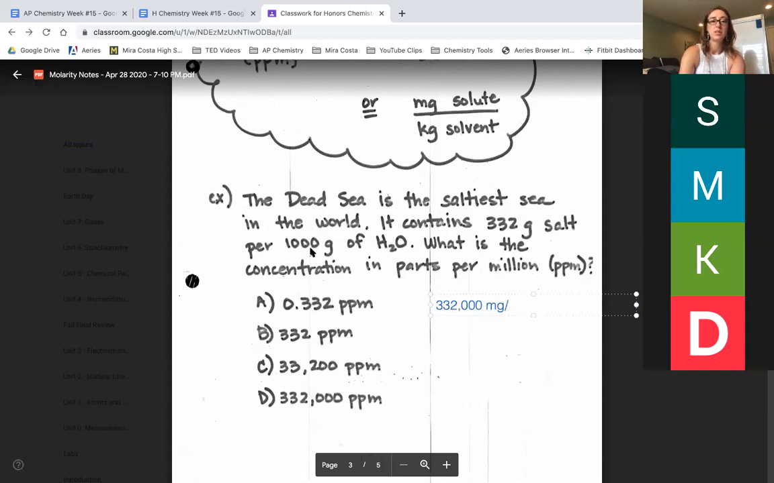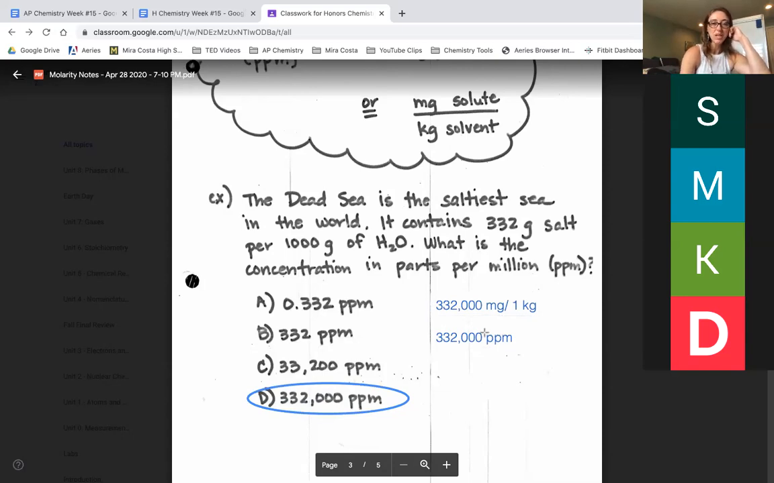Kilograms of solvent, well, let's see, my solvent in this case is water. I have 1,000 grams, so 332,000 milligrams per kilogram is the same as 332,000 per million. Okay, so here our answer is D. 332,000 parts per million is the concentration of the Dead Sea.